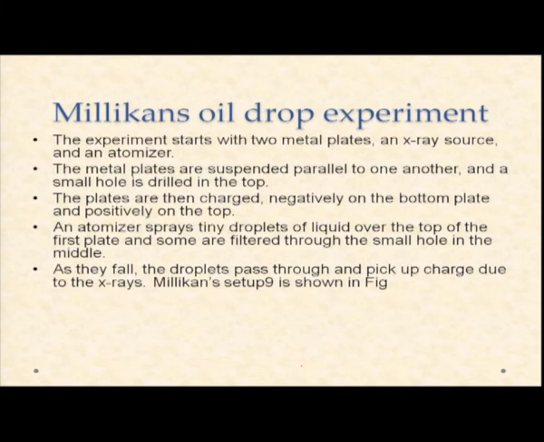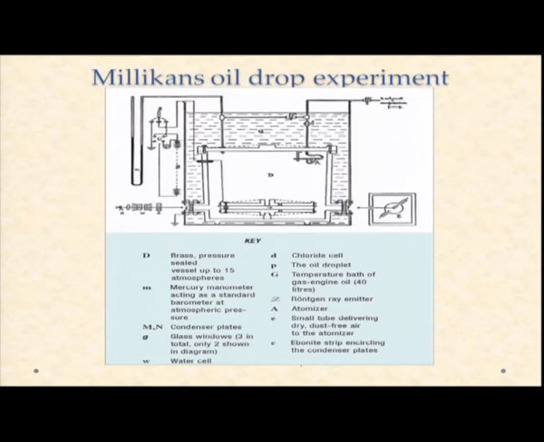So like this you can do many problems based on J.J. Thomson's experiment. The next experiment is Millikan's oil drop experiment, which is very useful to find the charge of an electron. So this is the apparatus setup. In this apparatus setup you can see a steel tank, a brass pressure sealed vessel up to 15 atmosphere. Then this is the mercury manometer acting as a standard barometer at atmospheric pressure. Then these two are the plates M and N, condenser plates, and glass window G3. So this is how Millikan's oil drop experiment is set up.